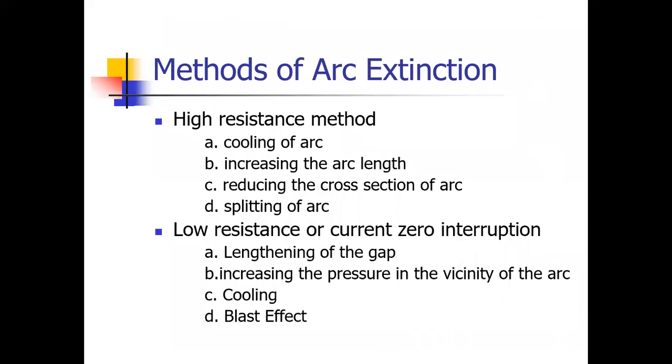Then, what are the methods of arc extinction? There are two methods of arc extinction. First one is the high resistance method, in which there are four types: cooling of the arc, second is increasing the arc length, third one is reducing the cross section of the arc, fourth one is the splitting of the arc. Then another method is the low resistance or current zero interruption method, in which there are four types: the lengthening of the gap, increasing the pressure in the vicinity of the arc, then cooling and blast effects.